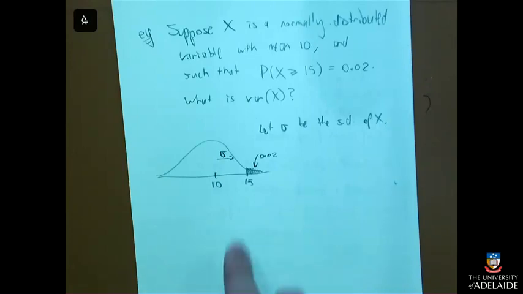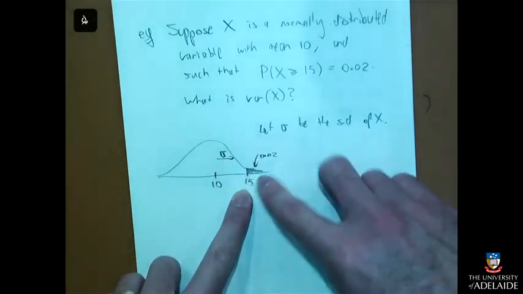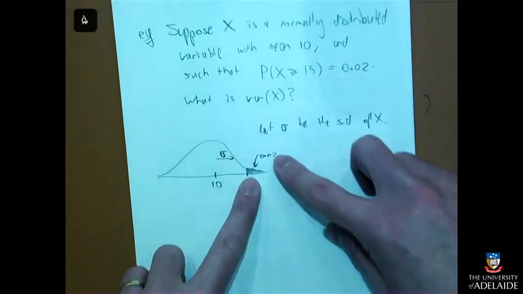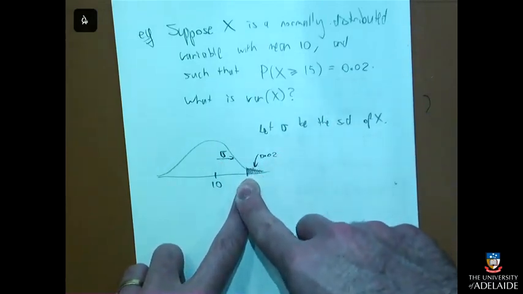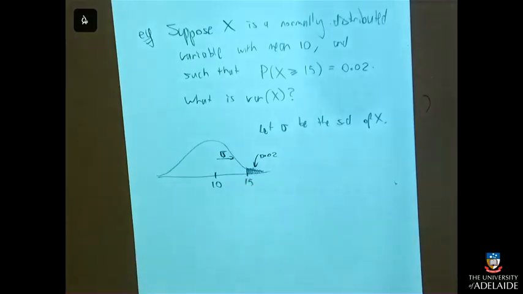If I knew what the standard deviation was, I could take this 15 and it could tell me that that was 0.02. And I could take the 0.02 and it could tell me what the 15 was. If I use like d-norm and p-norm, that's what they're called in R, isn't it? Q-norm. Oh crap, anyway. One of them. No, d is the height. Yes, d is the height, p is the probability, q is the quantile.